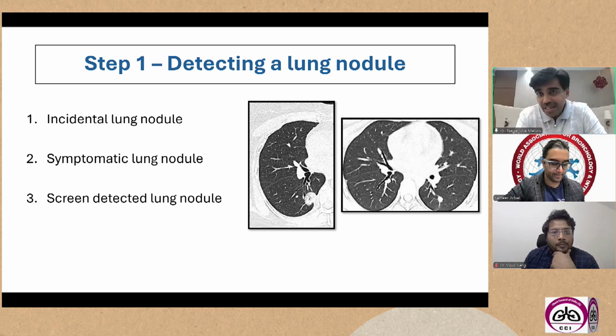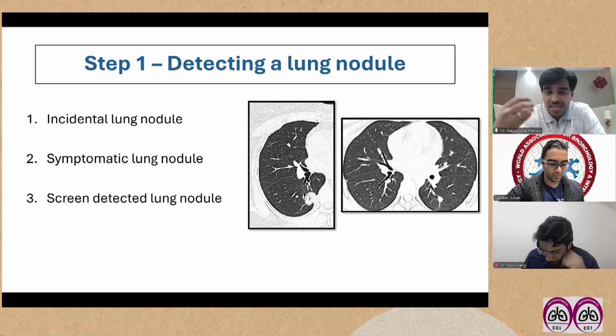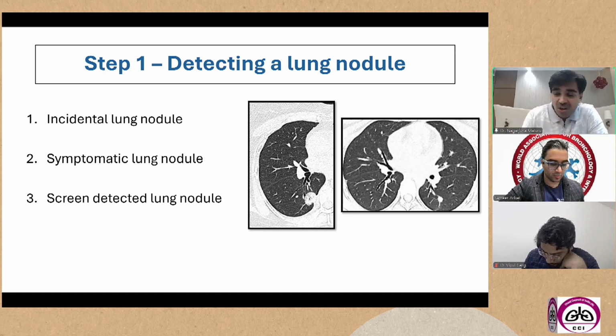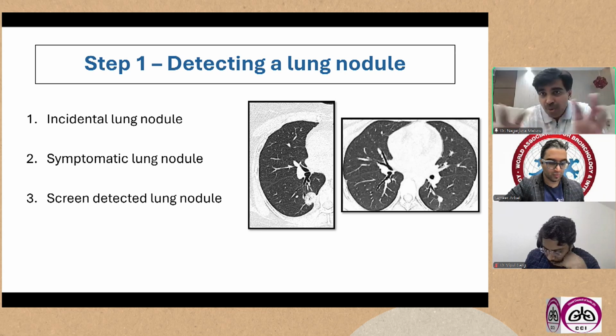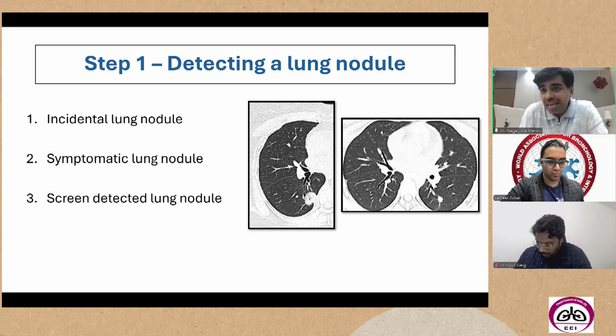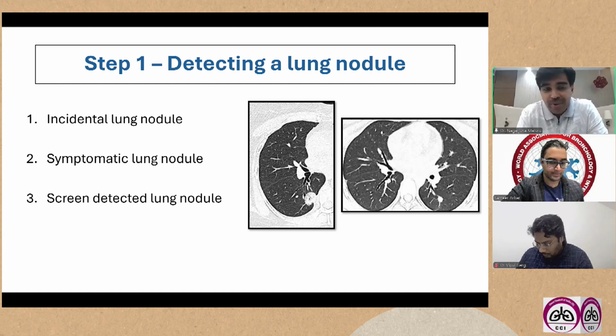Second group is symptomatic lung nodule, where the lung nodule presents with symptoms, maybe fever, hemoptysis, whatever. Third is a screen detected nodule, which is not very common in India because we don't have an official lung cancer screening program. So basically, if you have a high risk group and you're screening them for lung cancer and they pick up a nodule on CT, that would be called a screen detected lung nodule. And the approach to each of these would be different. For example, a symptomatic nodule you would want to target anyways. But for incidental and screen detected nodule, you have to know when to intervene.